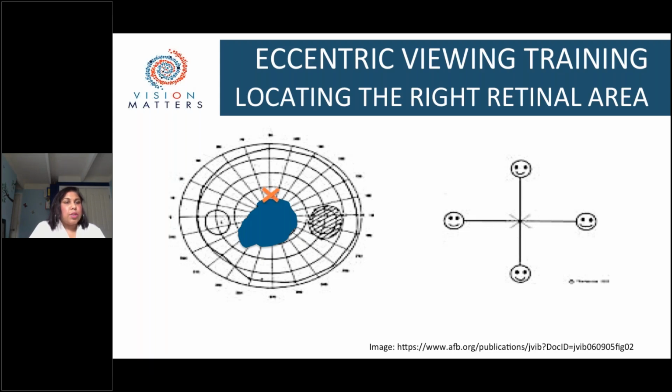If you're unable to do a visual field test because your central vision loss is too great, or you're having difficulties performing the test for other reasons, then there are alternative options that the orthoptist can use to locate the best area for you. They can use something that we call the smiley face grid that you can see on the right side of this slide. This tool was validated as an effective instrument in locating the most suitable location to be trained for eccentric viewing.